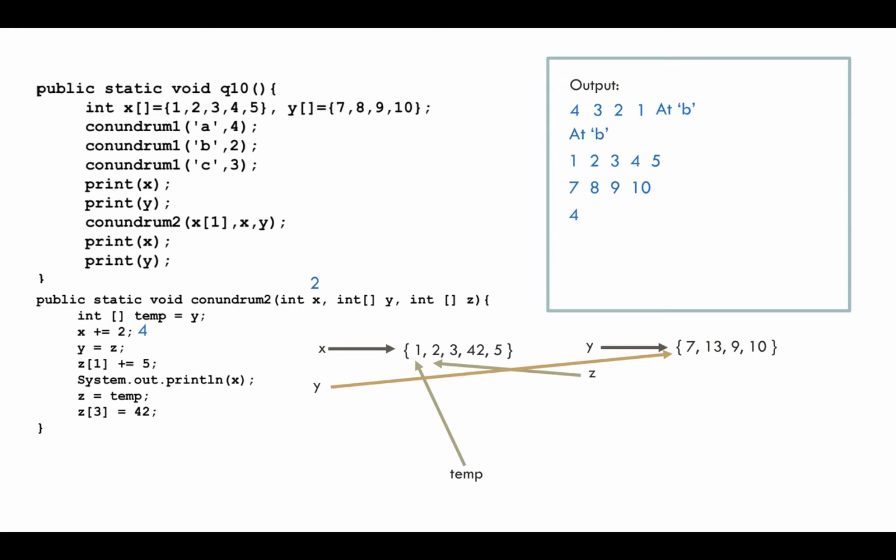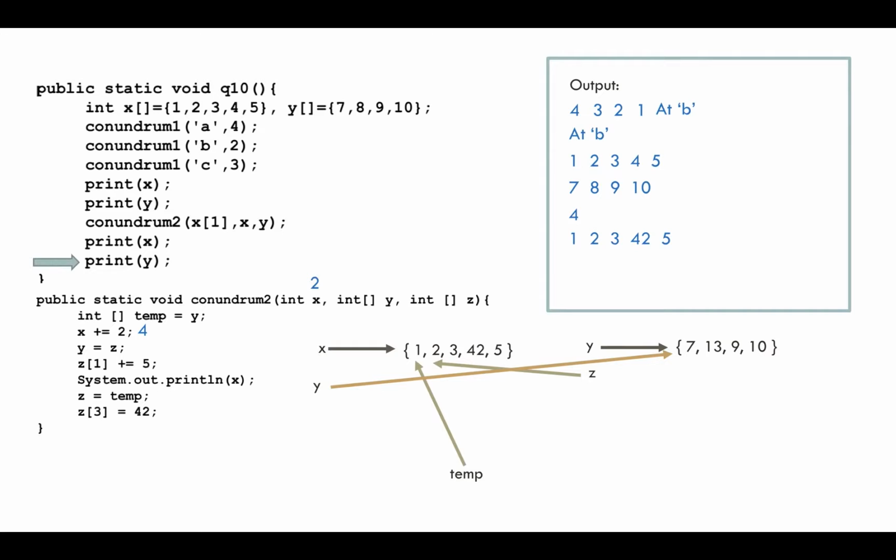As we discussed before, this print method prints out every member in the input array with a space separating two elements. Therefore, it is going to print out the elements that the black arrow is referring to. Note that because of passing arrays to methods, the changes we make to the arrays persist outside the method, so it is going to print out the array x with the changes that we made inside the conundrum 2 method, so it will print out 1, 2, 3, 42, and 5.